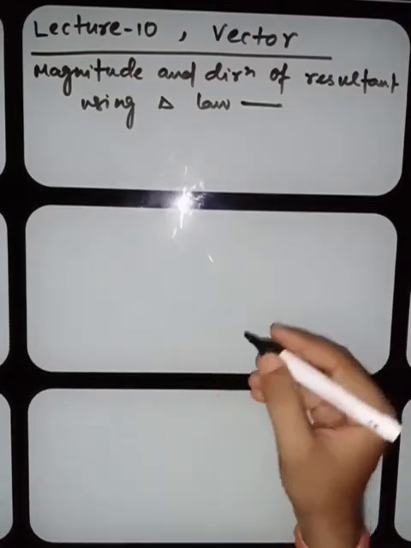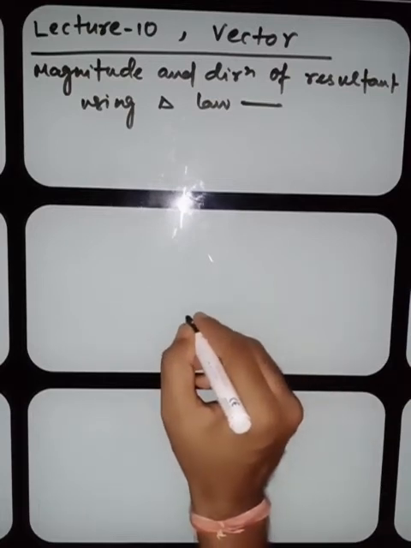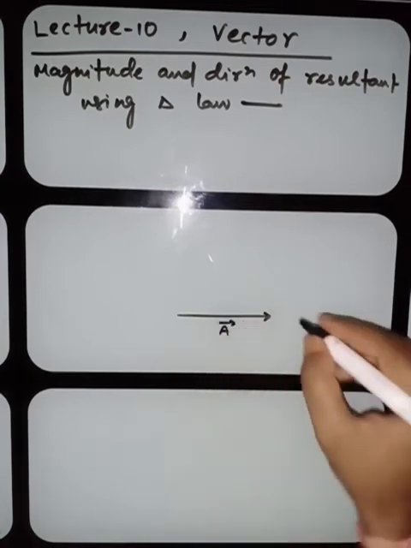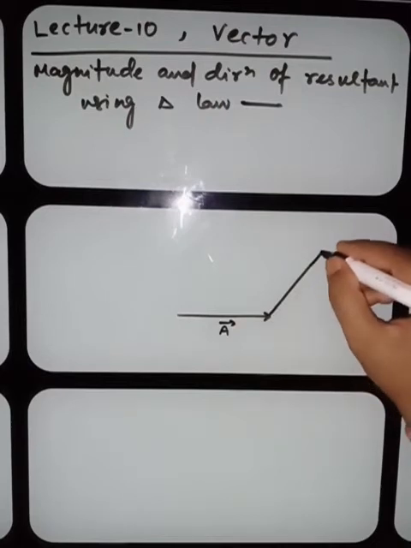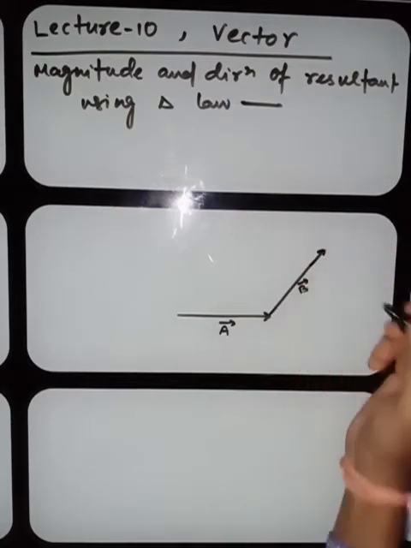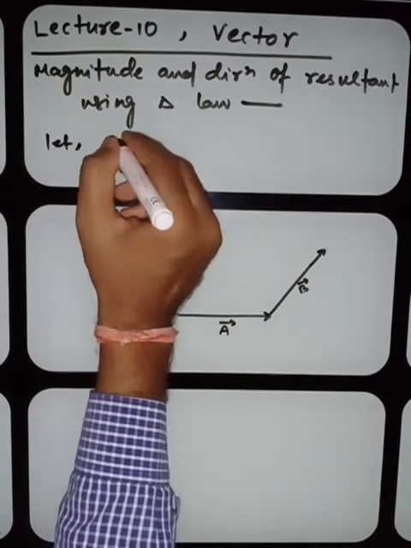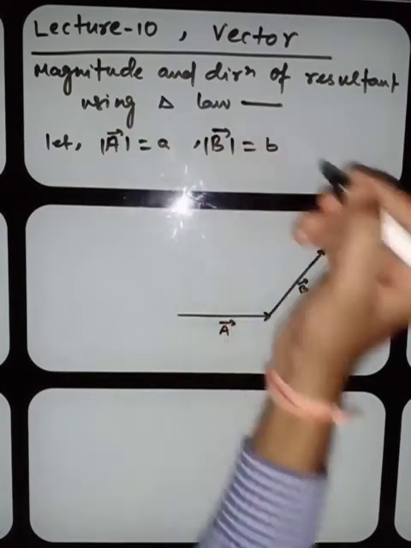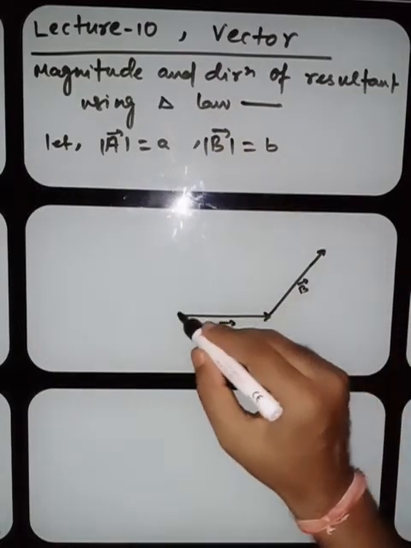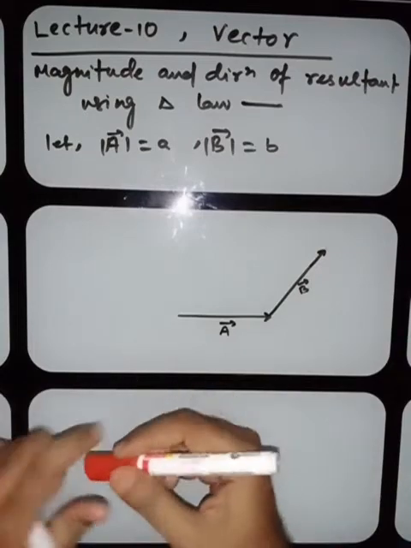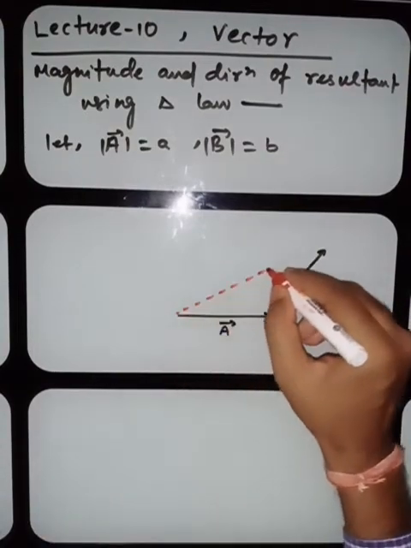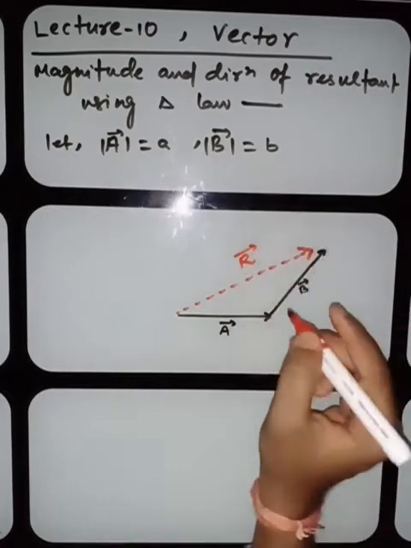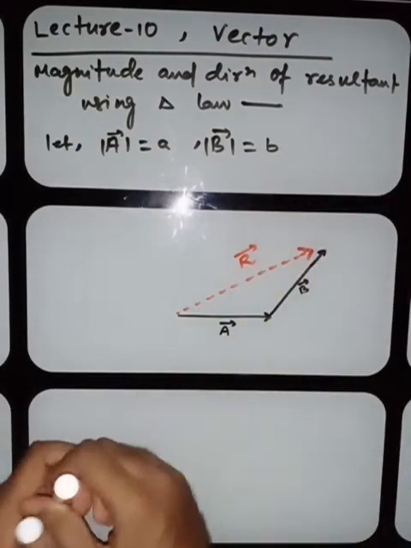Here, students, suppose we are having two vectors. One is vector A, and another is vector B. The magnitude of vector A is A, magnitude of vector B is B. Alright, and this is the resultant of these two vectors. This is our resultant. I hope you understand. And the resultant has the magnitude capital R itself.